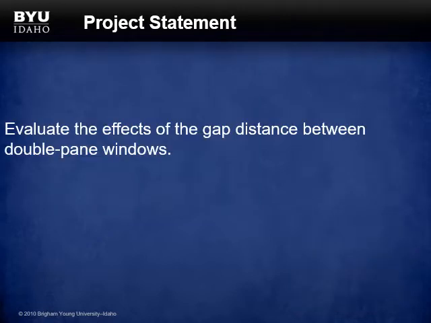The objective of this project is to evaluate the effects of the gap distance between window panes and whether the change in distance would considerably impact the room temperature.